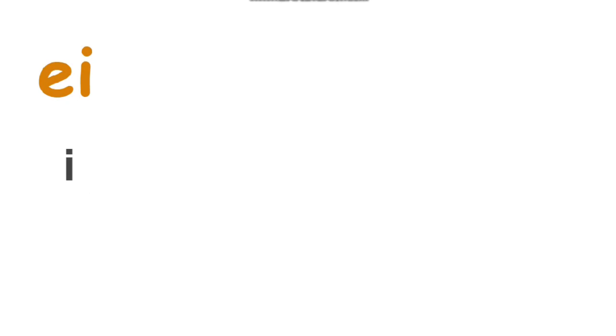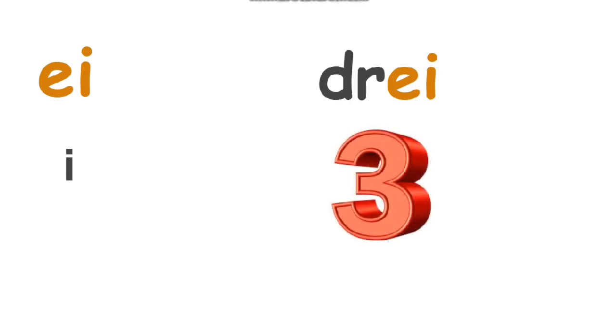Now let's move to the next combination, that is EI. It sounds as I. Drei. If EI or IE come together in a word, then the first letter will not be spoken. Like drei. Drei means three.